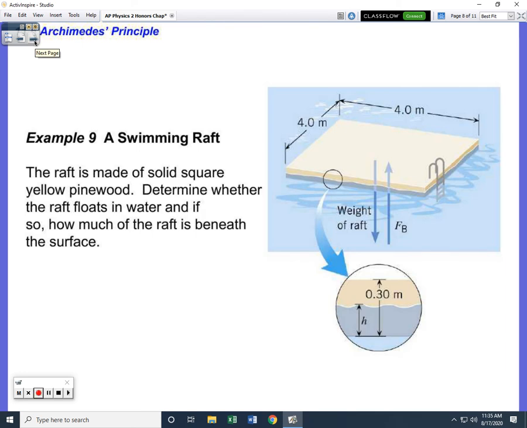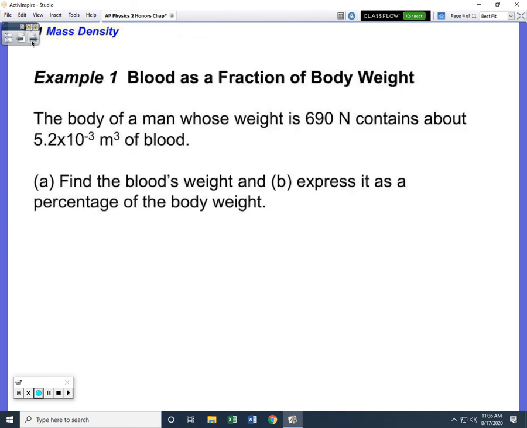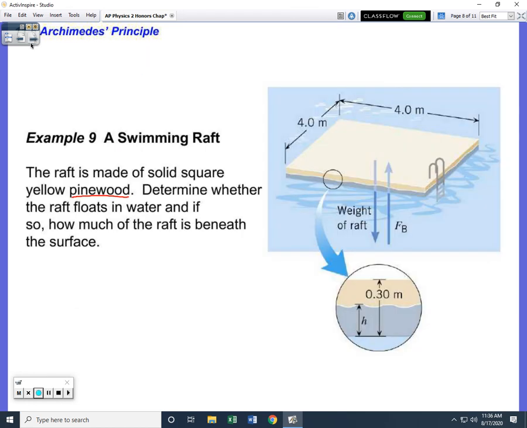So let's say we have some raft and it's out in the water and it's made out of yellow pine wood. So that's going to be very important because we know that yellow pine wood has a density of 550 kilograms per cubic meter. So we're going to keep that in mind. I'm going to write that down just as extra information. The density of the wood is going to be 550 kilograms per cubic meter.